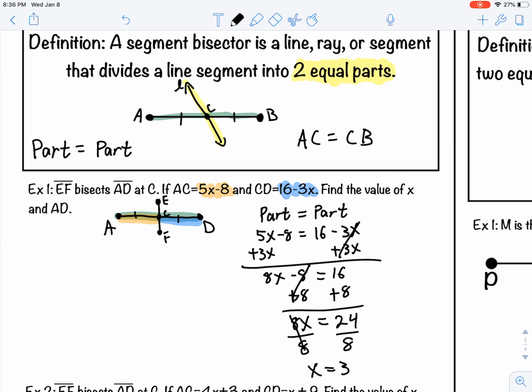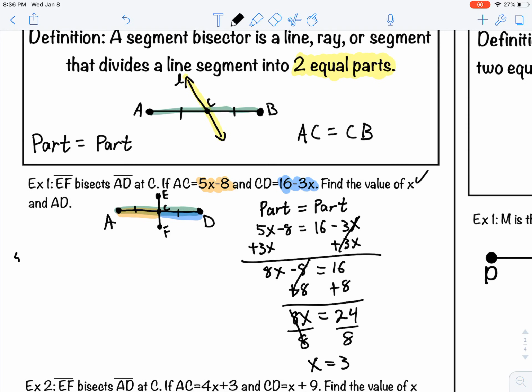All right, we found the value of x. Cool. Let's finish reading that question. Find AD. I haven't done that yet. So we got to go back and plug it in, okay? Substitute our 3 into our values that we have. So I can say that 5 times 3 minus 8 is equal to, so 5 times 3 is 15 minus 8 should get 7. Okay?